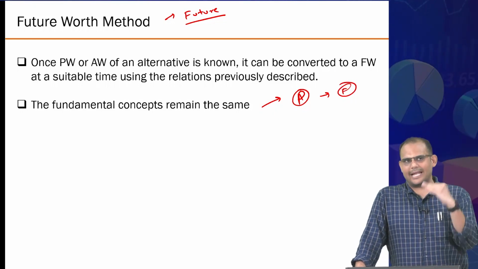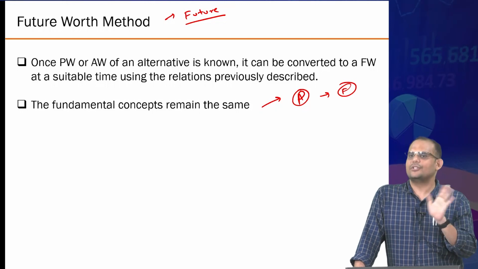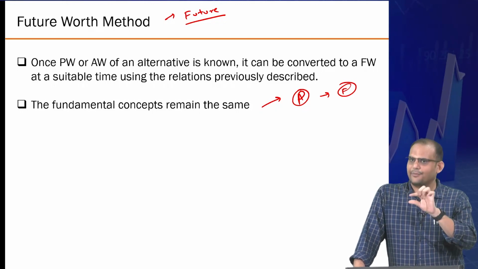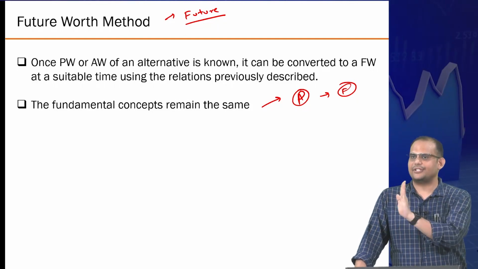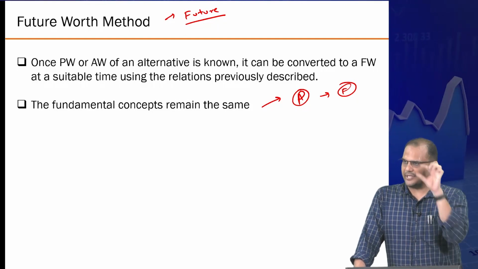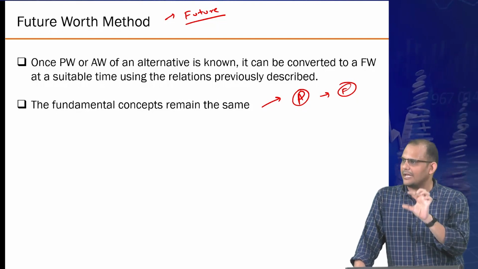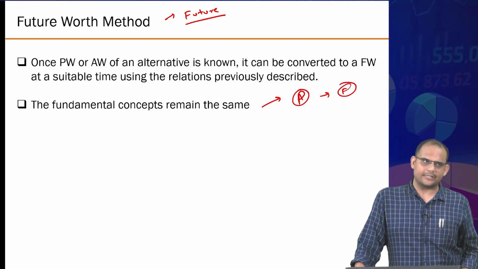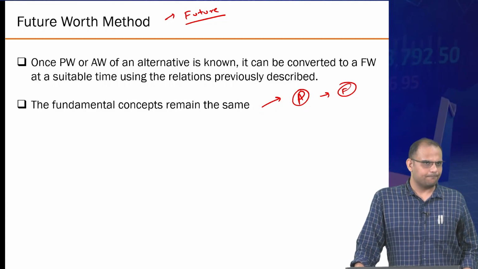From present worth, annual worth and future worth, your answer won't change. Doesn't matter what method you use. In present worth, if you are changing the time horizon, your answers may change. But for the same time horizon and same n value, all three methods would be giving you the same answer. Okay? Alright.